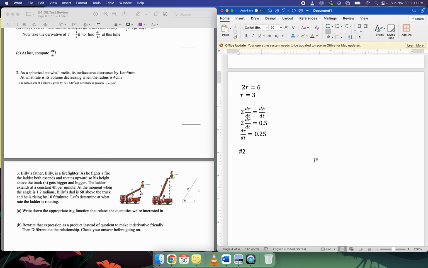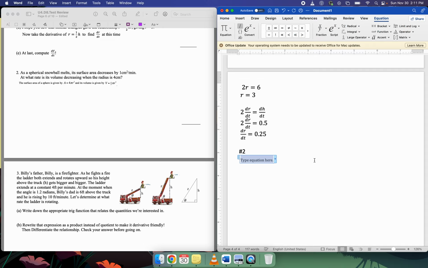Remember, we'll always give you those kinds of formulas. 3D formulas we'll always give to you, so you don't need to know those. So they give me these two formulas.